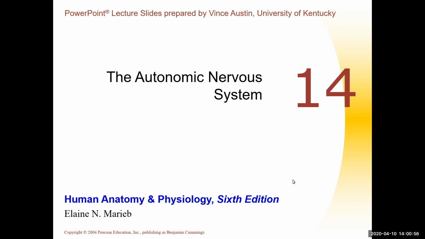All right, I'm going to go over chapter 14. Chapter 14 is about the autonomic nervous system. Another way it is abbreviated is ANS, autonomic nervous system.